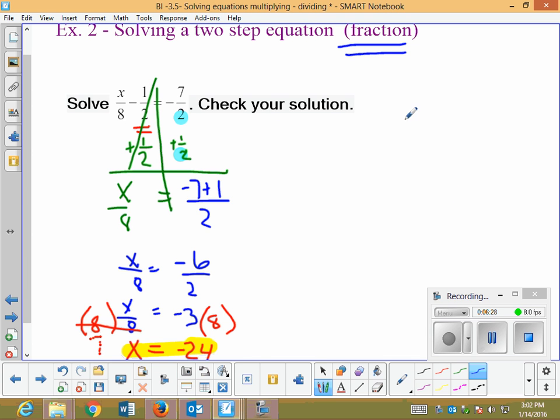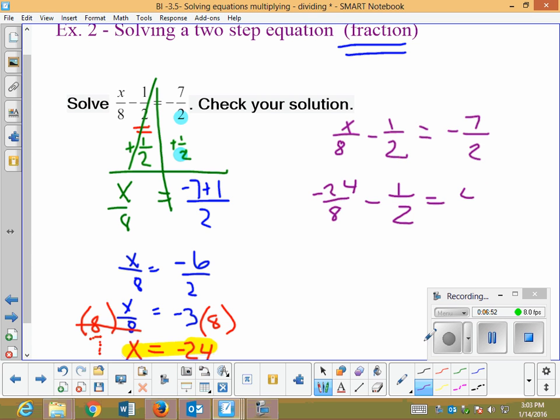So our check method says to plug in our solution. So we have here x over 8 minus 1/2 equals negative 7 over 2. Anytime you see an x, we're going to plug in the value. So it says x was negative 24, so I'm going to plug that in. Over 8 minus 1/2. And it says we should get the answer of negative 7 over 2. So let me erase that. Negative 7 over 2. Let's see if we get that.